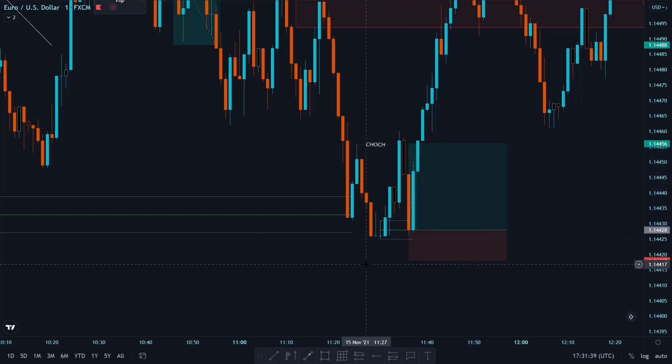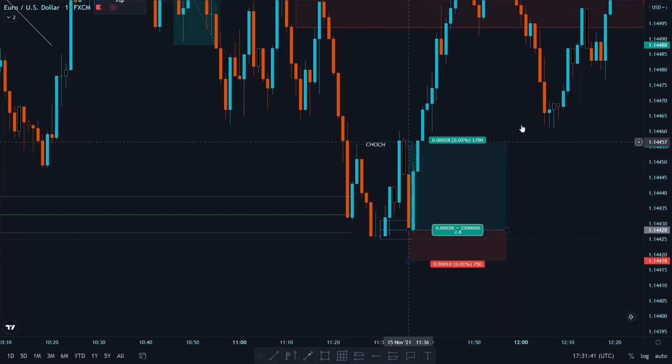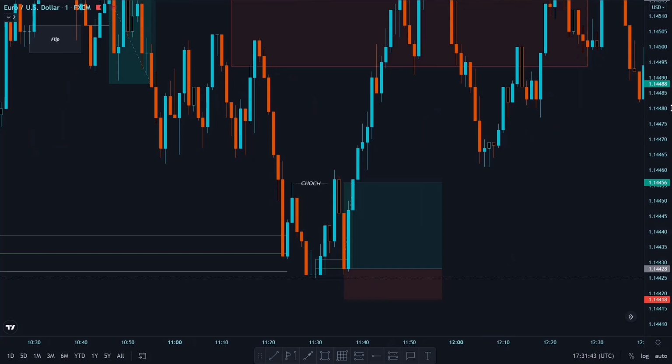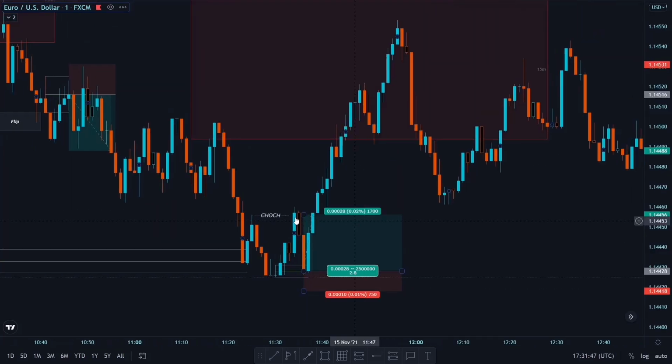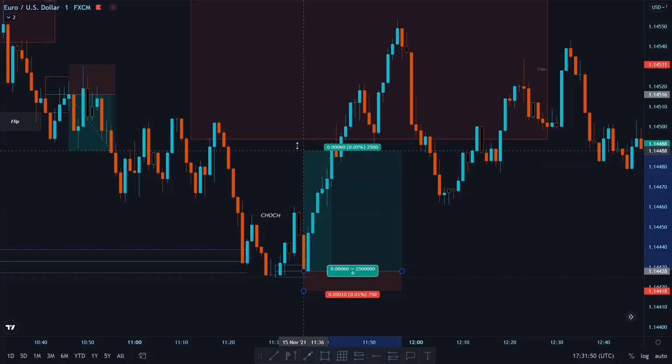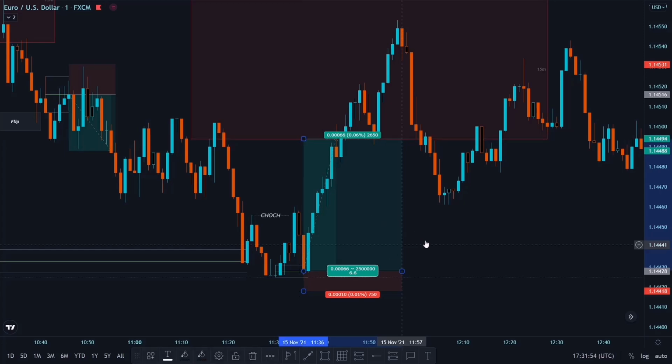Okay, and I was basically targeting this 15-minute supply zone because we were still bearish. So that's how in this trade we banked 6.6 R.